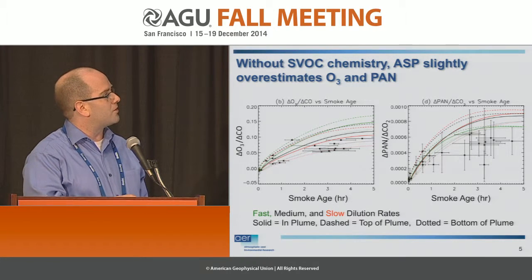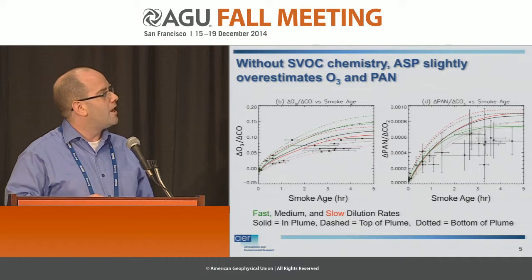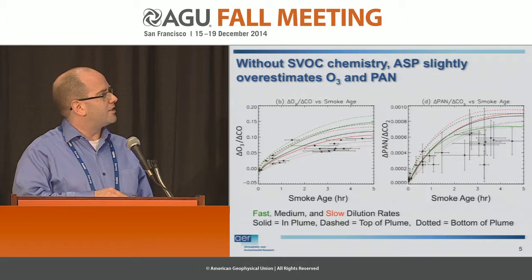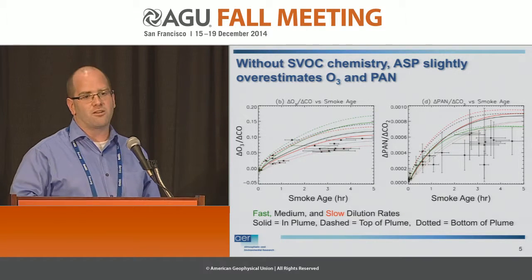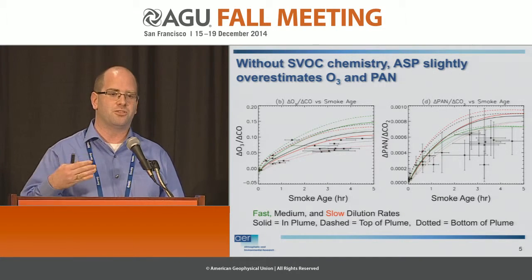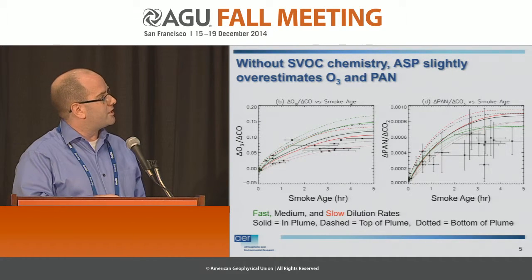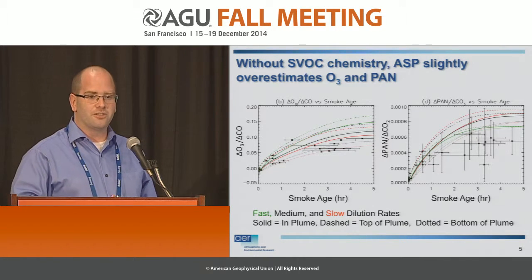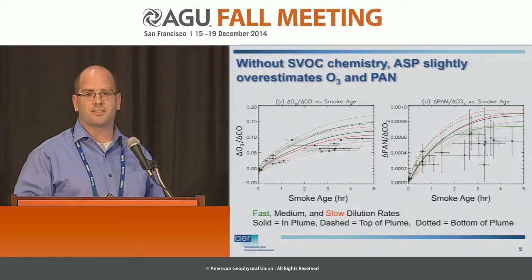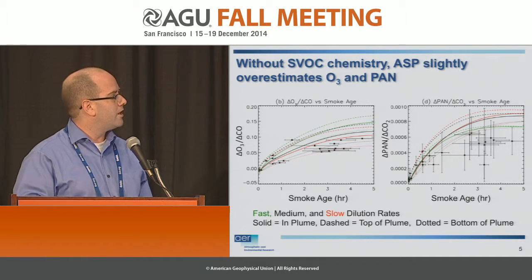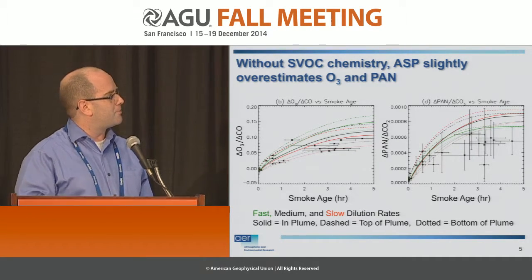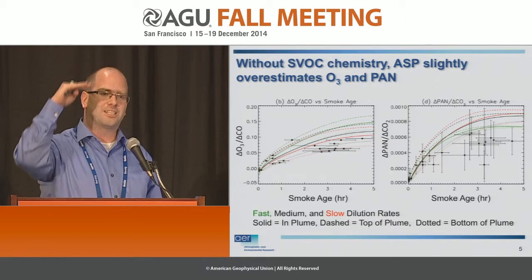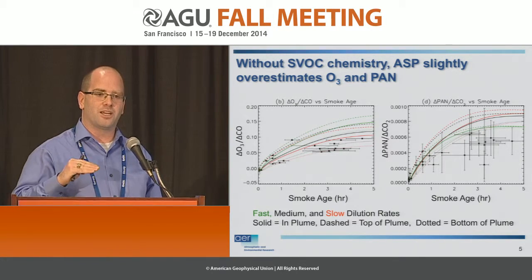These are results for ozone and PAN, both corrected to CO, and this CO2, it's a little hard to see. The data points here, the horizontal error bars are the uncertainty in the smoke age due to the uncertainty and variability in the horizontal wind. The different curves here are different model results. The different colors correspond to a different assumed dilution rates based on the observed dilution of CO. The different types of line correspond to the fact that we don't know exactly where in the plume the aircraft was sampling.